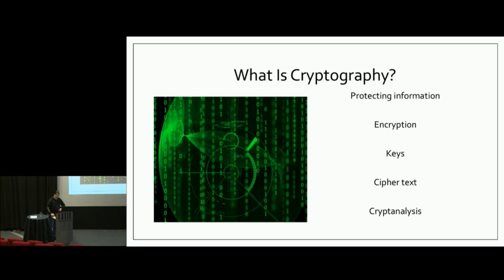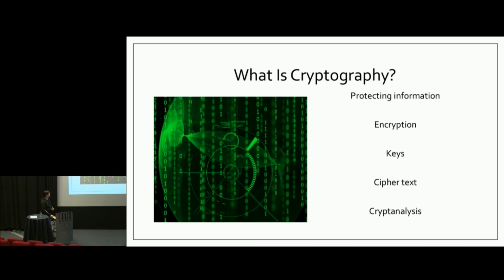So what is cryptography? This is probably a silly question to ask at a security event. But cryptography is generally regarded as protecting information, and we do that by encryption. And to do encryption, we have to use encryption keys, whether they be asymmetric or symmetric keys. The result of an encryption process is commonly referred to as ciphertext, and the art of breaking the ciphertext to recover the plain text is known as cryptanalysis.